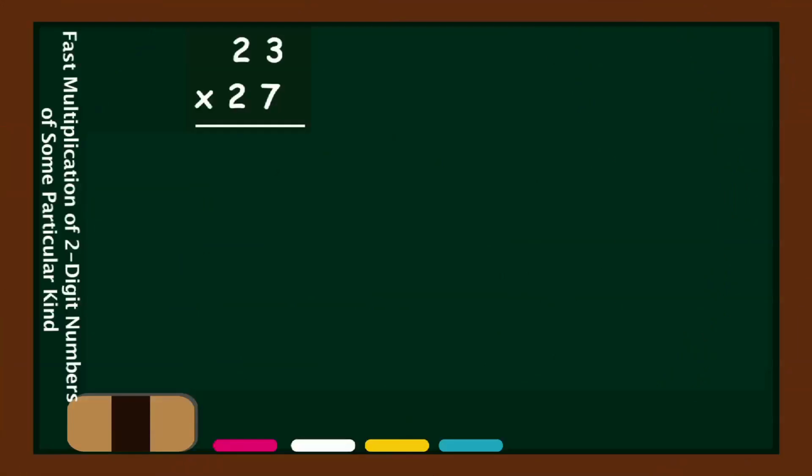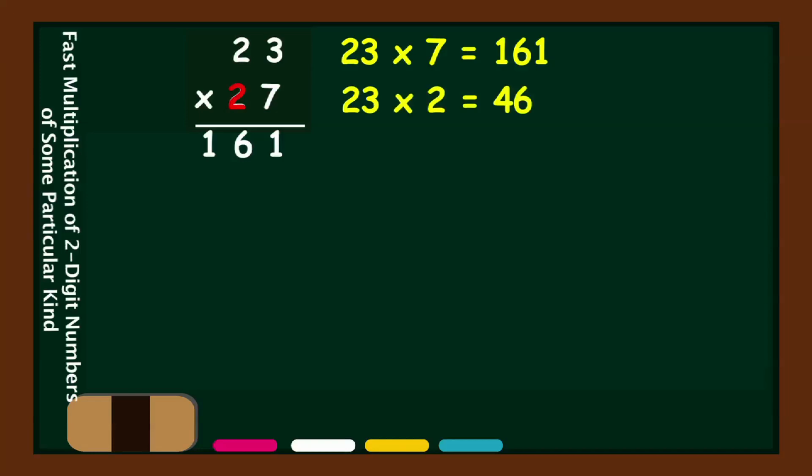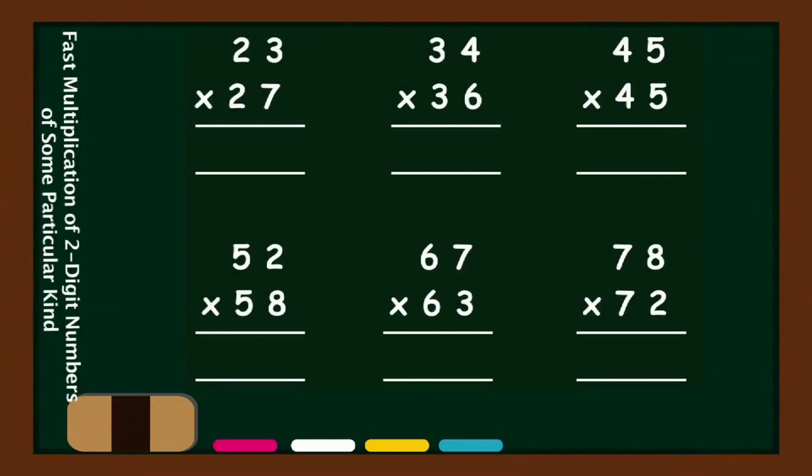What do we do in the regular method? In the regular method, we multiply first with 7 and write here, and then multiply with 2 and we write here, and then add the result. This needs 3 columns or 3 steps. That is a time-taking process, isn't it? But here we will do this directly.